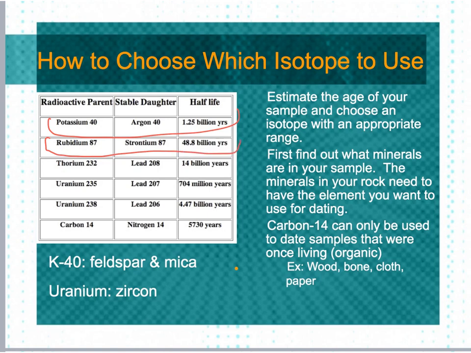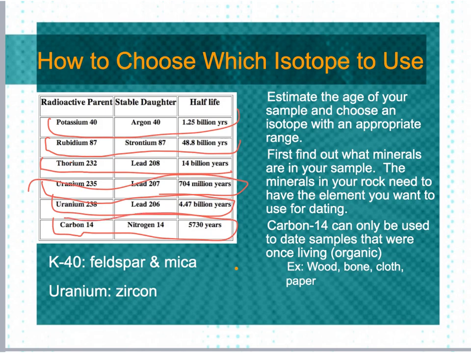Rubidium-87 can be used for anything super old because its half-life is so long, but maybe you might not want to use that for most things because most things in our universe apparently aren't that old. But thorium-232 could be good for estimating the age of the universe. Uranium-235 could be good for, say, dinosaur remnants. Uranium-238 could be used for the age of the Earth and the universe because its half-life is 4.47 billion years.